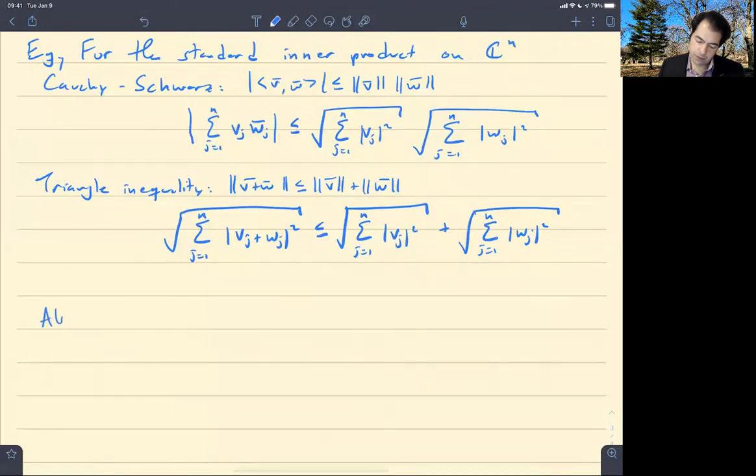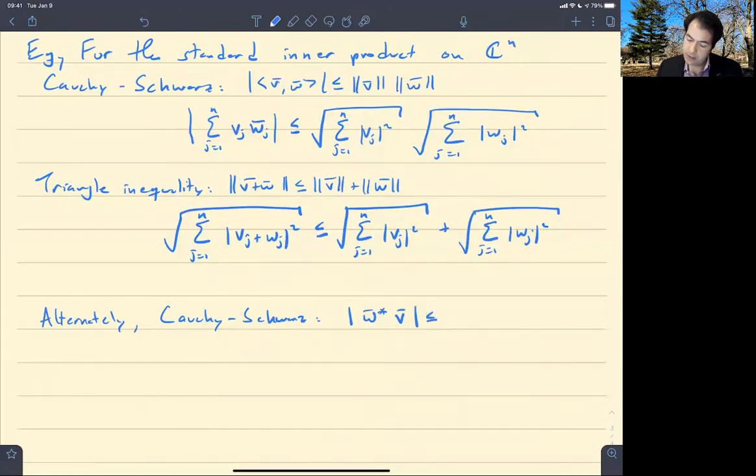So alternately, let's say you want to use matrix product notation, then Cauchy-Schwarz would have the form, the inner product I can write as the modulus of w star v, and this will be bounded above by, so let's put a square here, and then it'll be bounded above by v star v times w star w, right? So this is a scalar and this is a scalar, so this is just a scalar at the end.